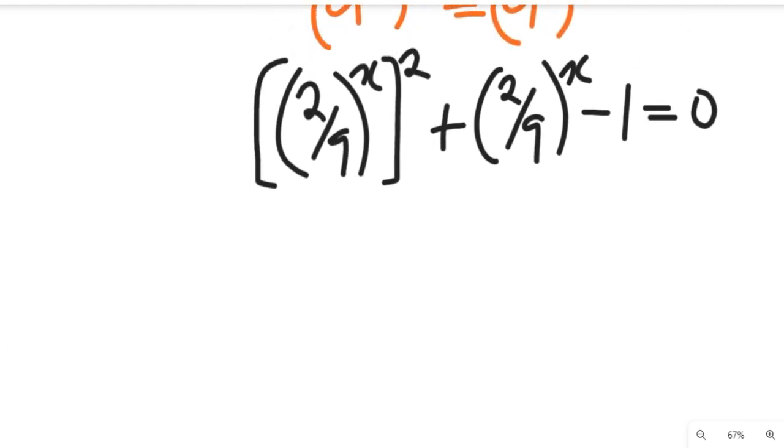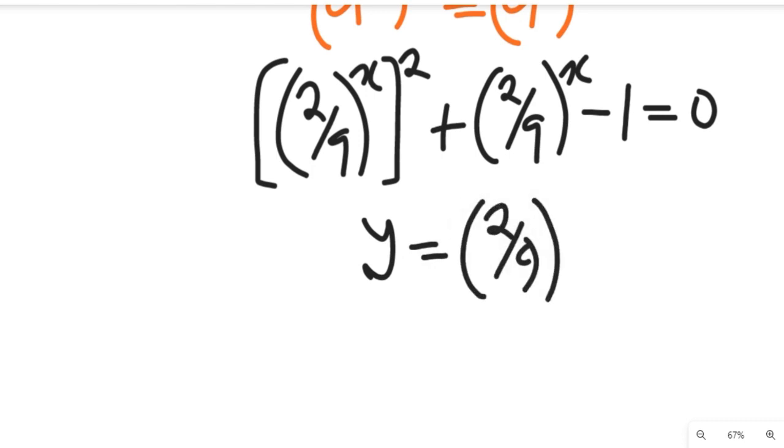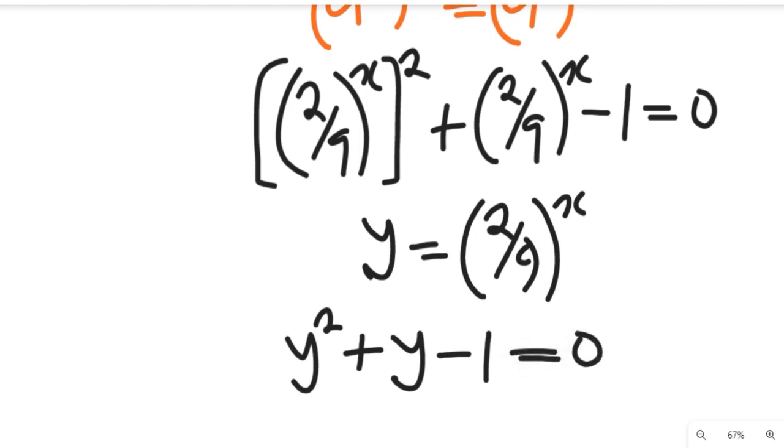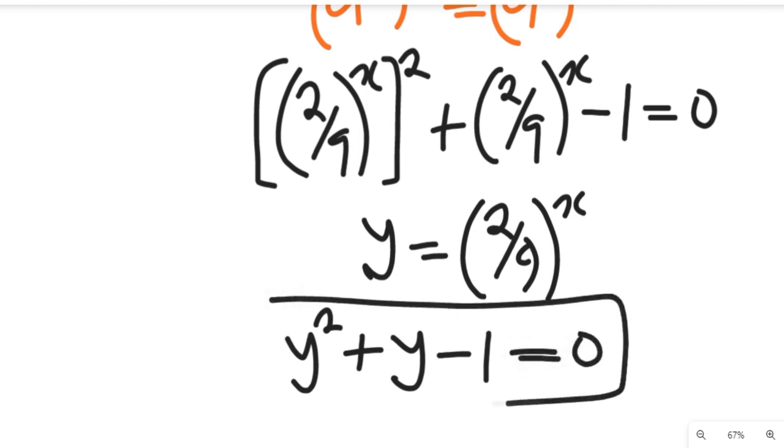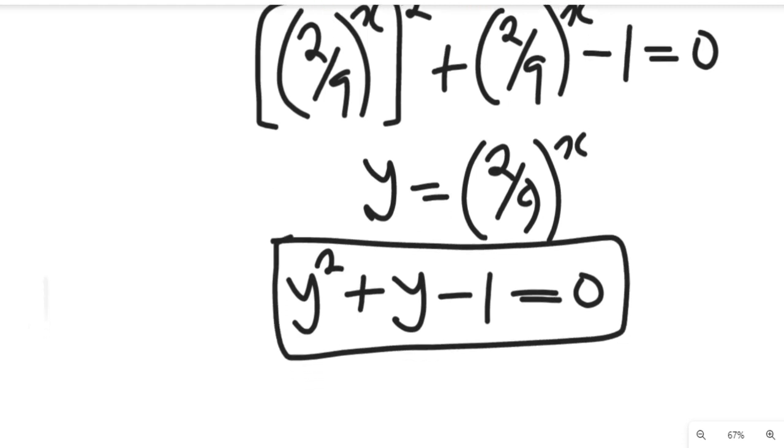If we simplify, we want to make y equal to 2 divided by 9, all to the power of x. If we do that, we'll now have the equation y squared plus y minus 1 equal to 0. Voila, we have a quadratic equation. And that is the essence of solving this question.